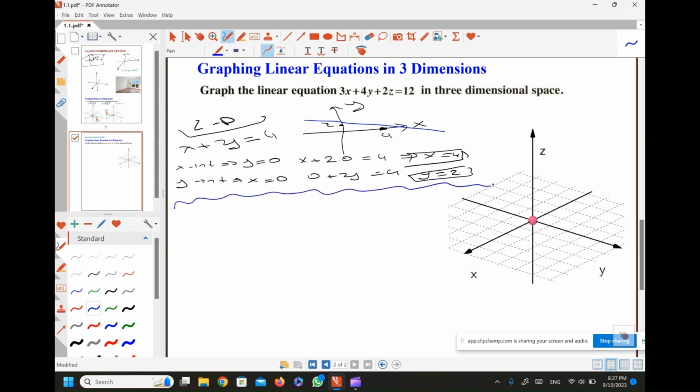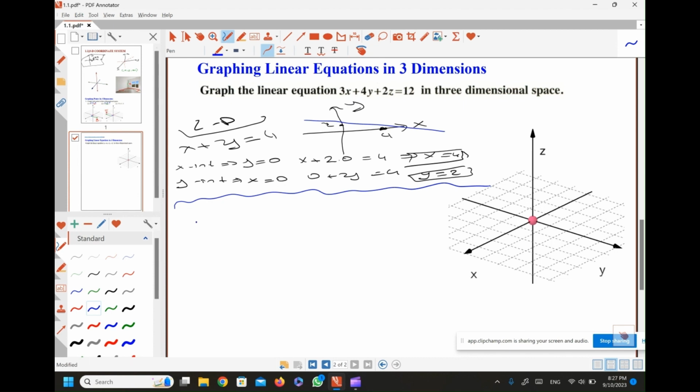Okay, now in 3 dimensions, we're going to do exactly the same. We just have an additional z. We will do these steps for z too. Everything is the same. We just have an additional z coordinate. So let's start solving this question. Graph the linear equation 3x plus 4y plus 2z equals 12 in 3D.